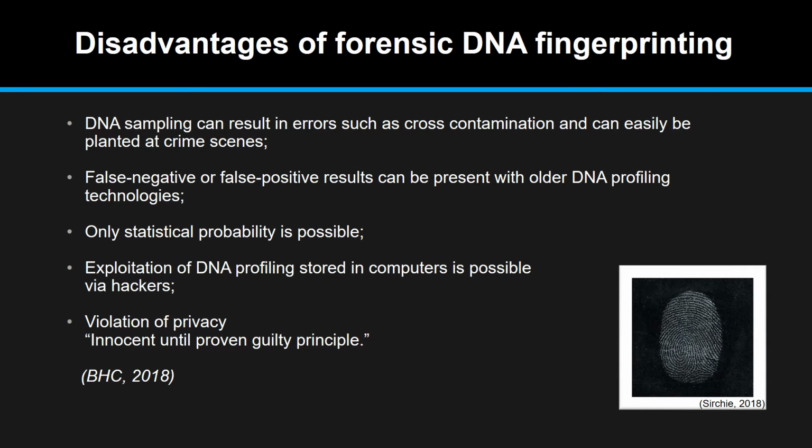DNA fingerprinting is one of the greatest discoveries of the 20th century, which has actually revolutionized the science of forensics. There are also some disadvantages which are worthy to mention. We can have errors such as cross-contamination, and DNA fingerprints can actually be easily planted at crime scenes. False negative or false positive results can be present with the older DNA profiling technologies.